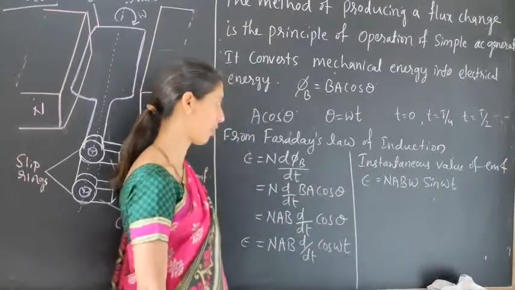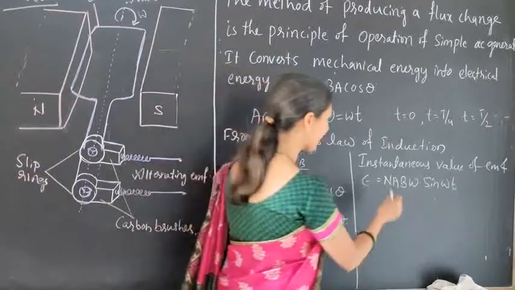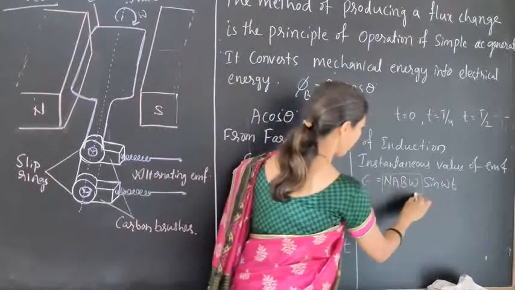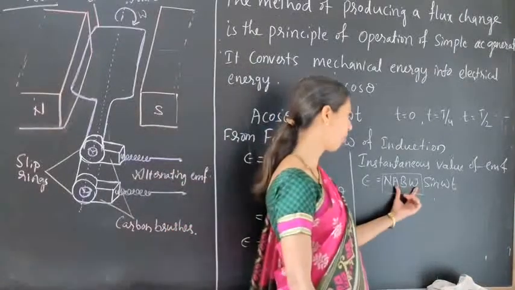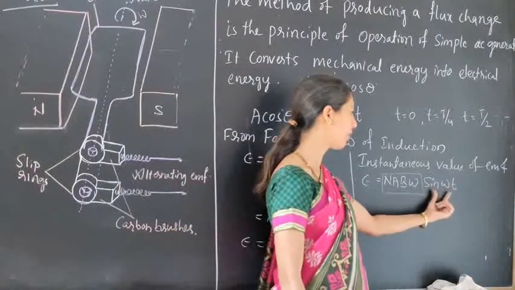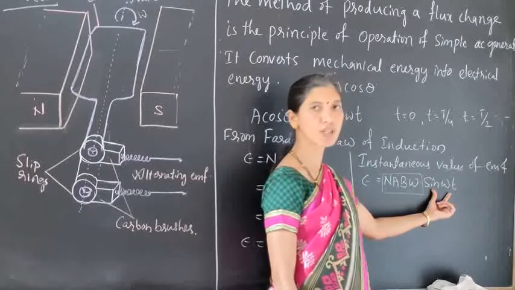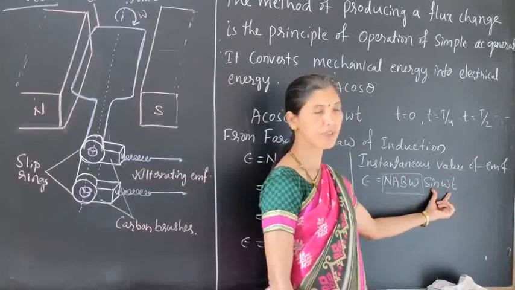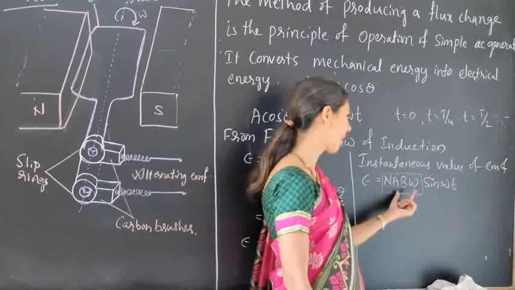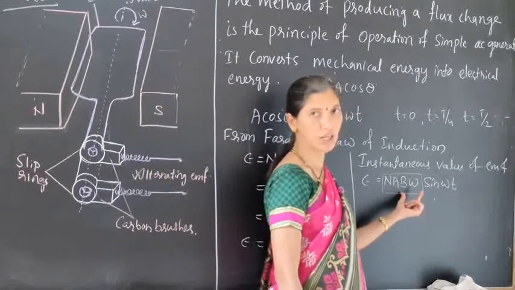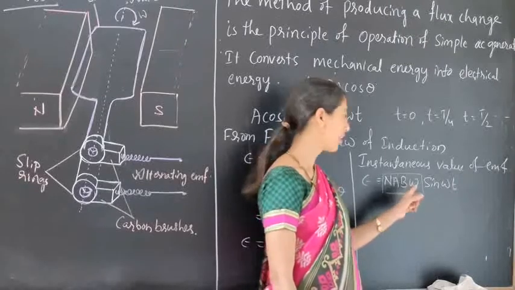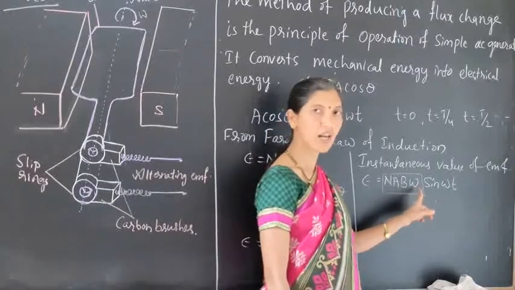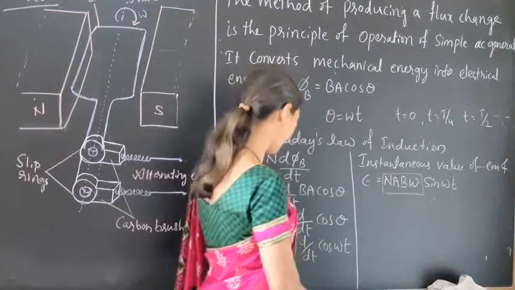This part is over. Now, this part NAB omega is the maximum value, which varies if sin omega t is equal to plus or minus 1. So this is having the maximum value. That means we will get the maximum value of this between plus and minus. If you plot a graph, I will show you this one.